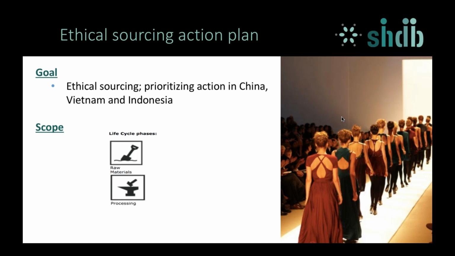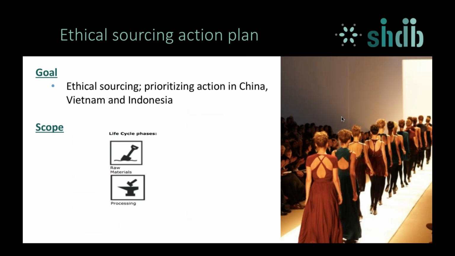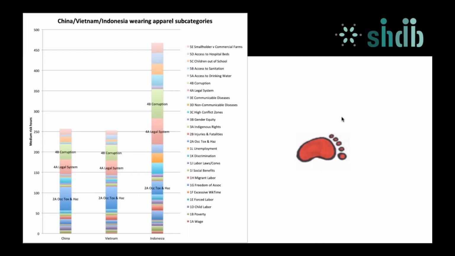This is an example of a company that was looking into three different options to buy garments. The idea is that they would like to analyze what the impacts could be if you buy garments from China, Vietnam, or Indonesia. If you look into that, then, next slide please, you can see the footprints again.